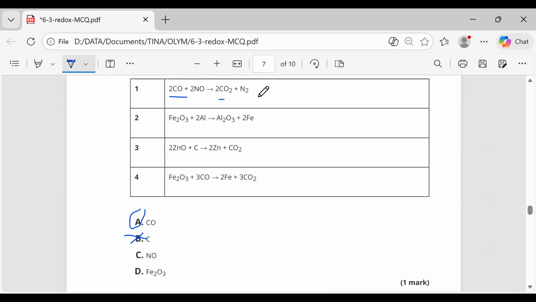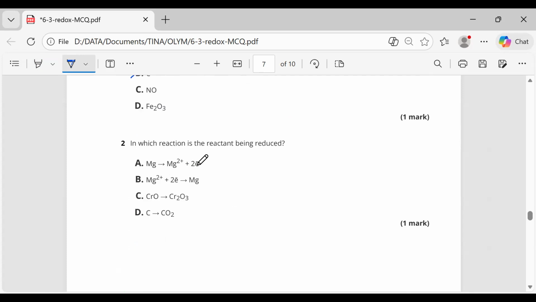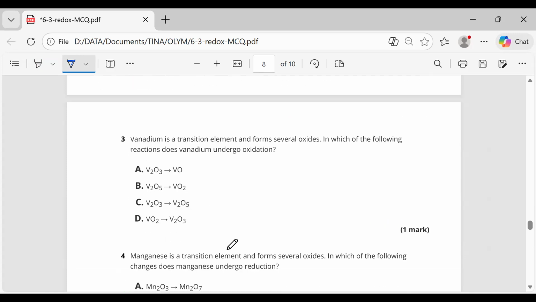NO becomes N, so reduced. Fe2O3 becomes Fe, reduced. Get it? Which reactant is being reduced? It's B, because it adds electrons, right? Vanadium is a transition element undergoing oxidation. So for this one you need to count all the oxidation numbers.